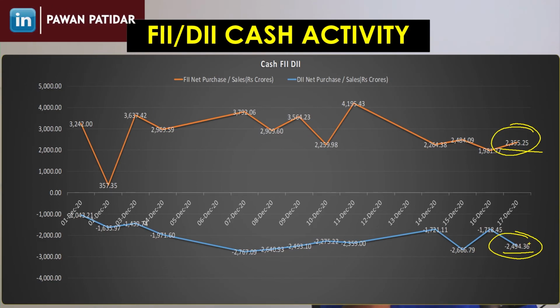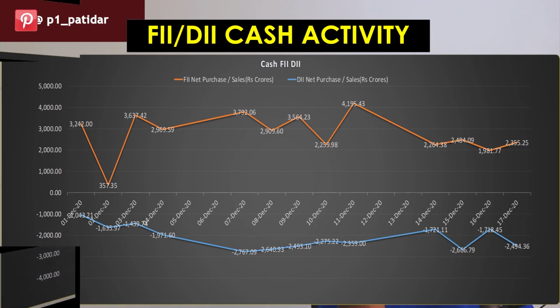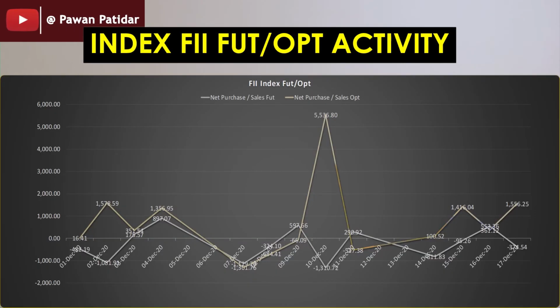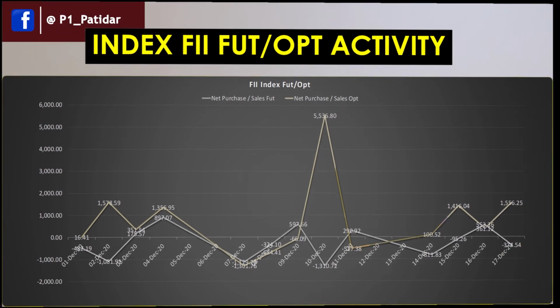Now let's go to the futures and options analysis of FIIs and find out what FIIs are thinking about futures and options. If you see here, in futures FIIs are selling, in options FIIs are buying. Now let's move to the next and do our final support and resistance analysis.